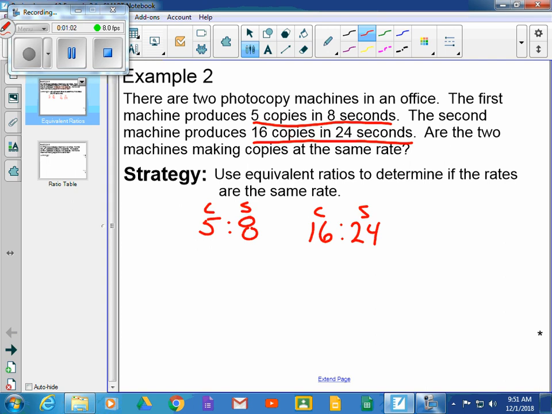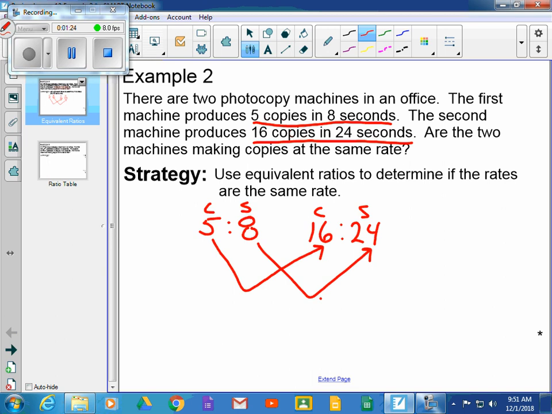To be equivalent ratios, we need to multiply both terms of one ratio by the same factor and get the terms of the second ratio. So if I look at this, the 5 and the 16 and the 8 and the 24 need to be multiplied by the same factor.